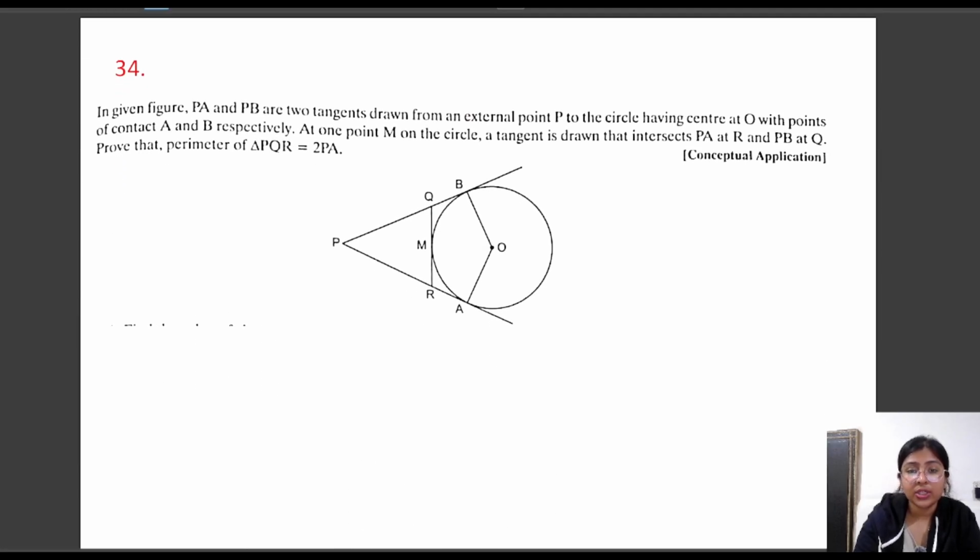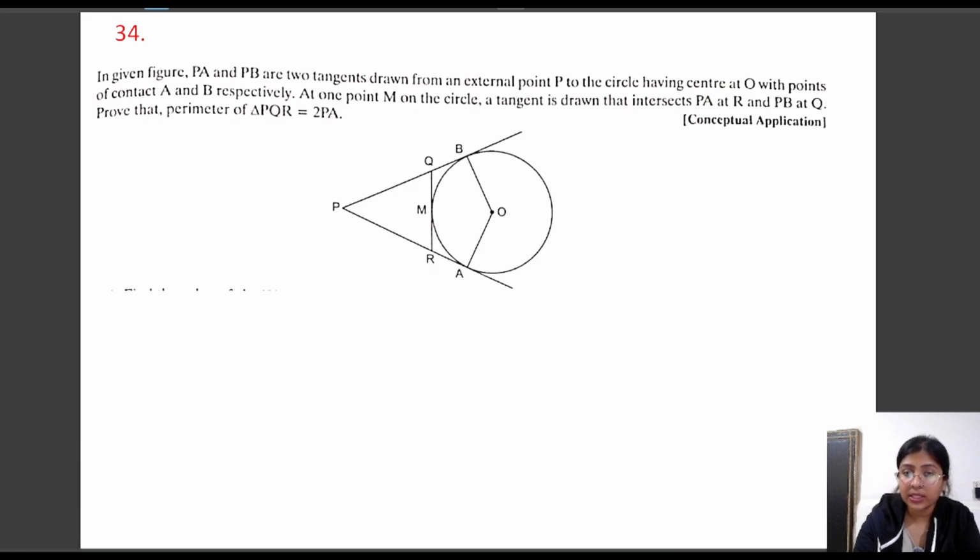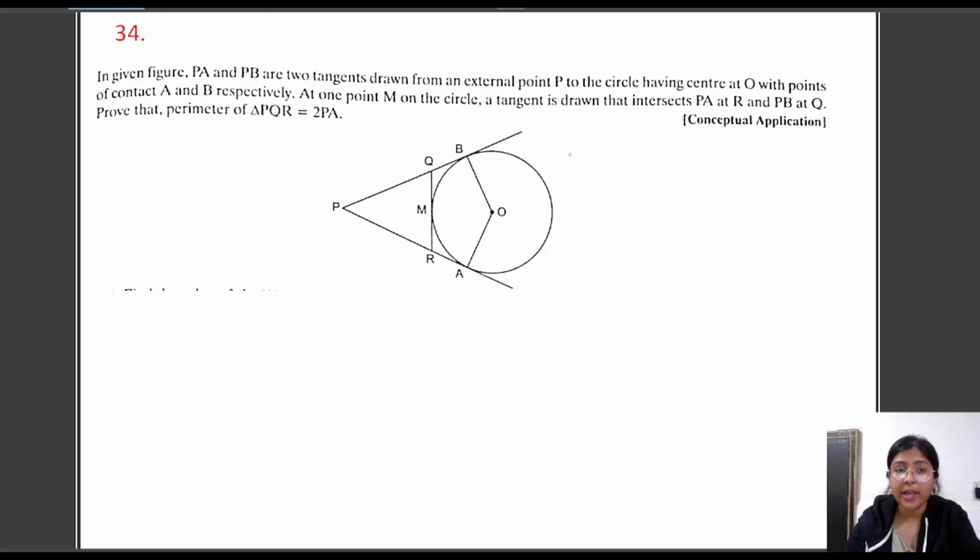Yes, see this question is also repeated. We had already done this. Yes or no? Triangle perimeter, the perimeter will be equal to twice of PA. In the MCQ part, I already told you the detailed explanation of this, because it is a very important question. It can be asked either in the proving part or the numerical one. So it is an important concept. So you need to do this by your own. If you have any doubt, you can comment and ask.